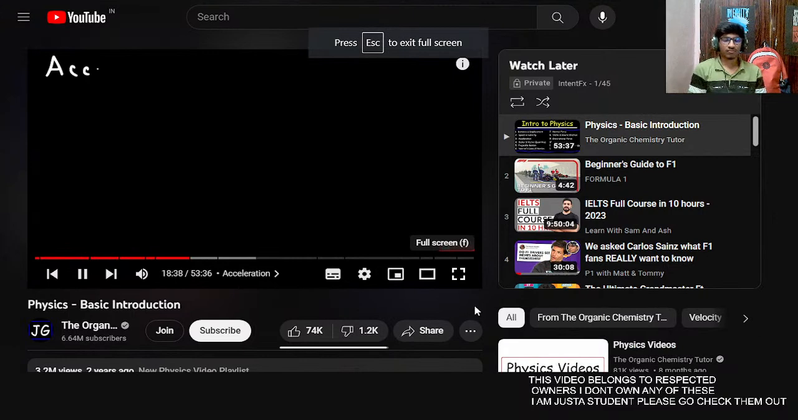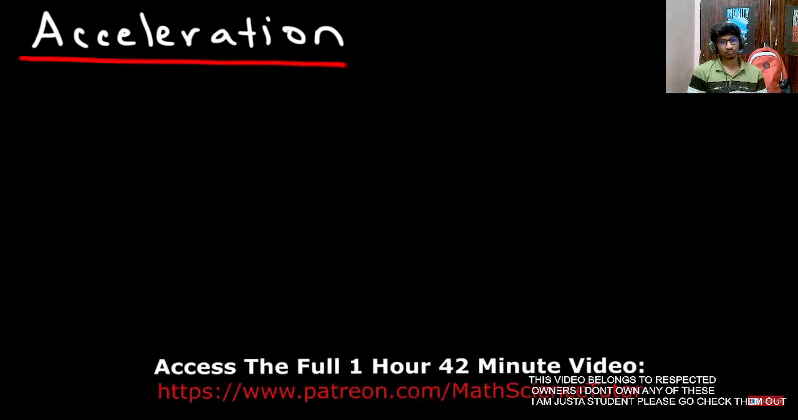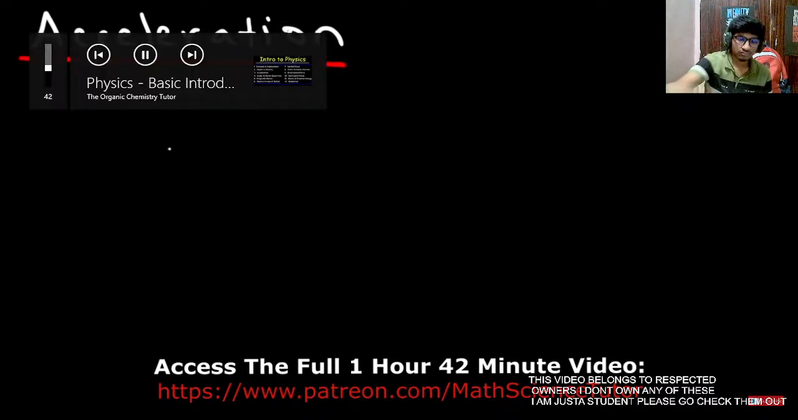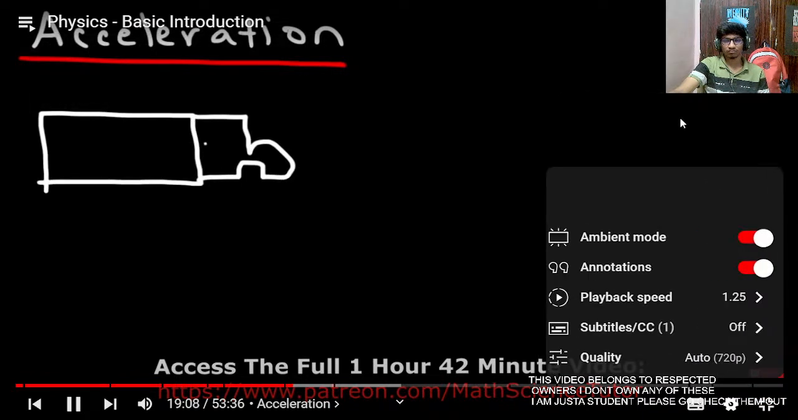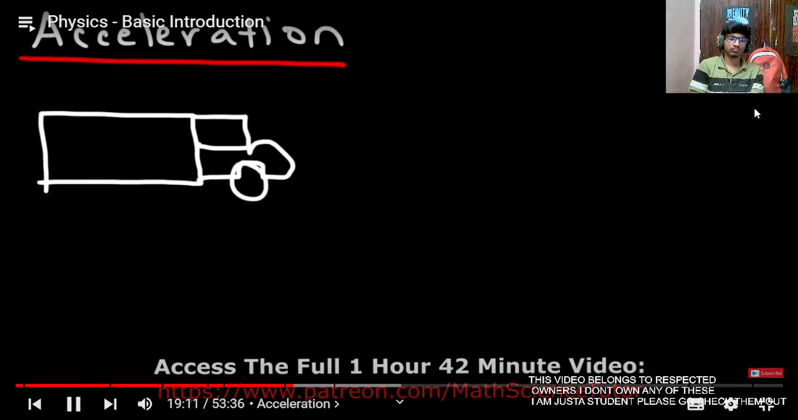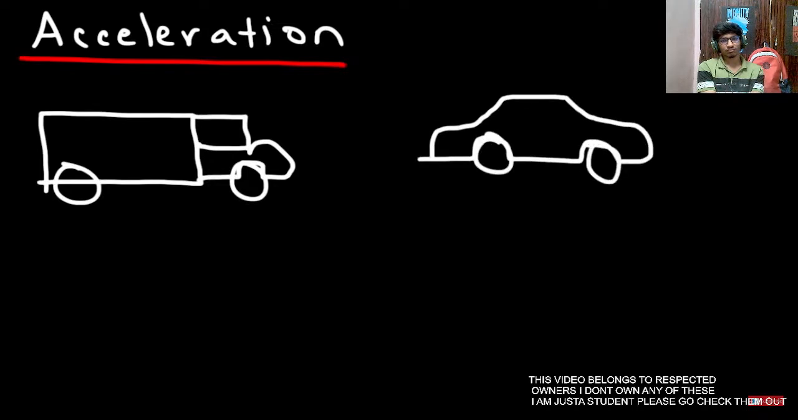Now let's talk about acceleration. What is acceleration? Now, you've encountered acceleration when driving a car. A good way to think about it is imagine two vehicles. Let's say a truck. I'm not the most artistic person, but we'll work with this. And let's say a sports car. Which of these two vehicles has, let's say, a greater acceleration? Is it the truck or the sports car?